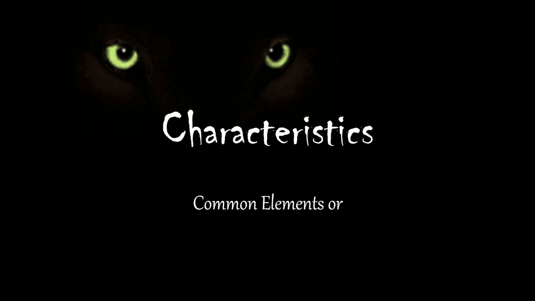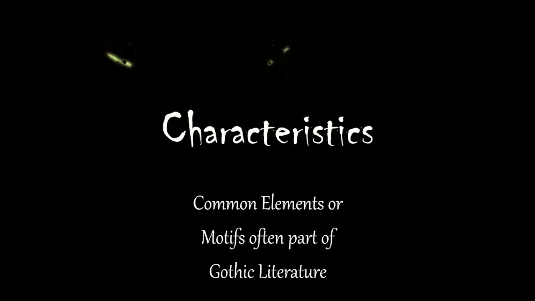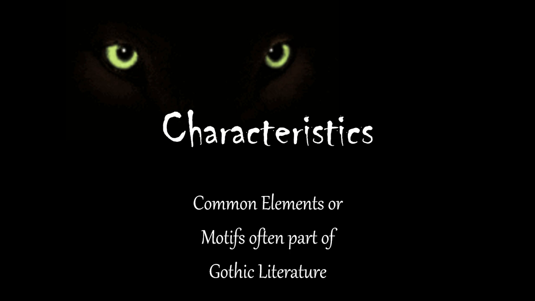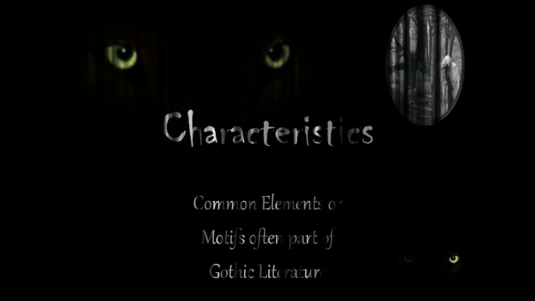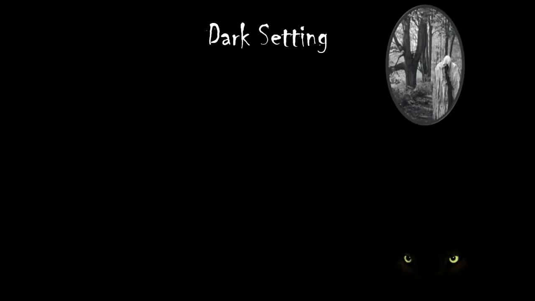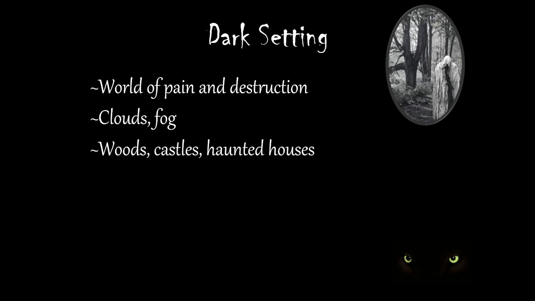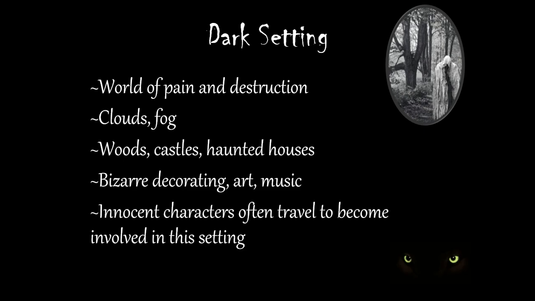The first thing we're going to talk about are the characteristics of Gothic literature. These are the common elements or the motifs. These are the most obvious parts of Gothic literature. And the first part we're going to look at is the dark setting. Everybody can tell when you're doing or reading a Gothic story or poem or watching a Gothic film, you pretty much can tell it's Gothic just by looking at the setting. So you have this world of pain and destruction and this ominous look to it.